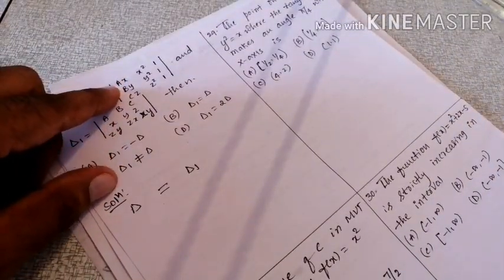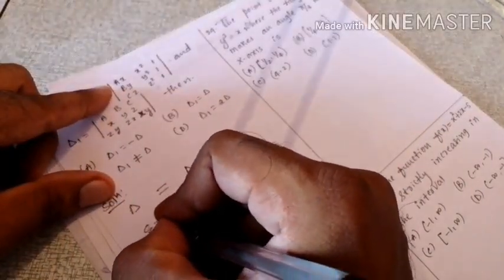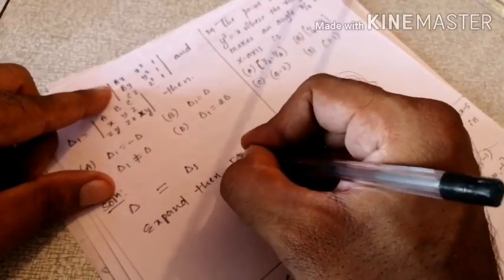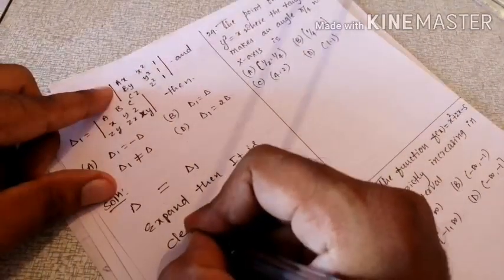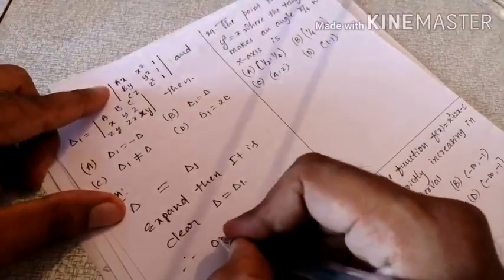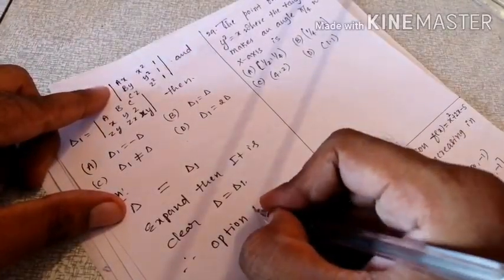To solve this question, expand, then it is clear, delta is equal to delta 1. Therefore option B is correct.